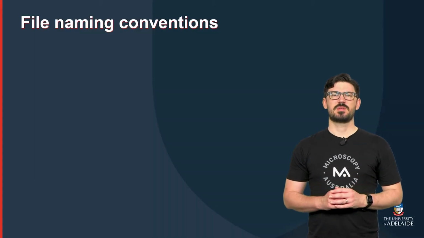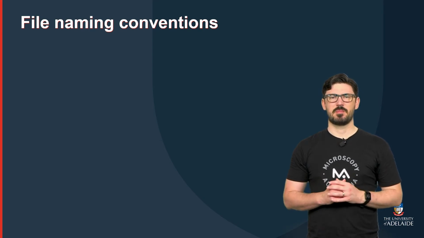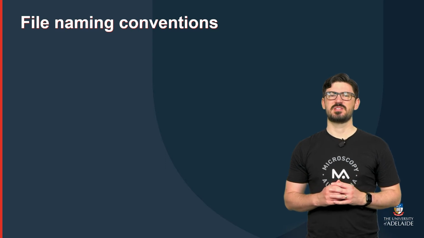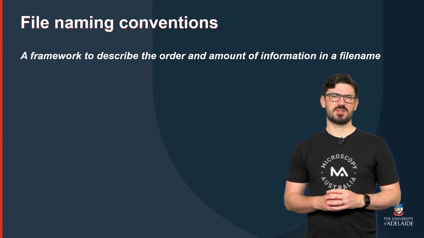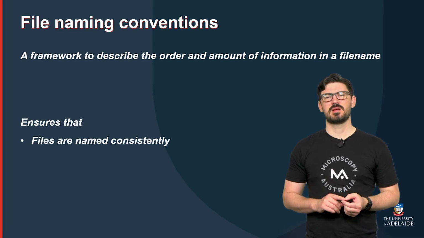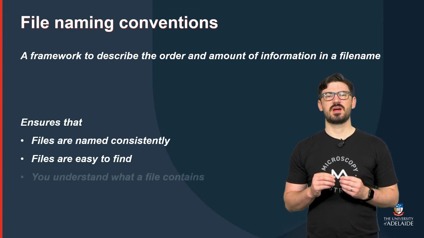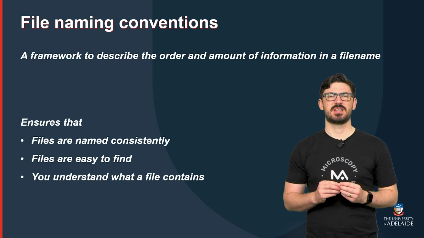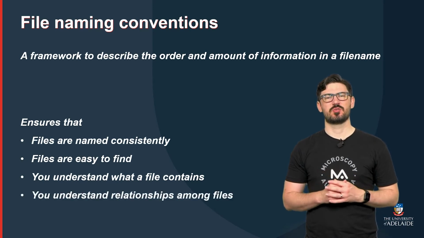So a file naming convention provides a framework for naming our digital data. In our case, our microscopy images. And it is this framework which describes the order and the amount of information we include in the file name. By using a convention, we ensure not only that our image data is named consistently, but that the information we include in a file name will be enough such that the files are easy to find, that you and others easily understand what a file contains, and you understand how one file is related to others in your dataset.